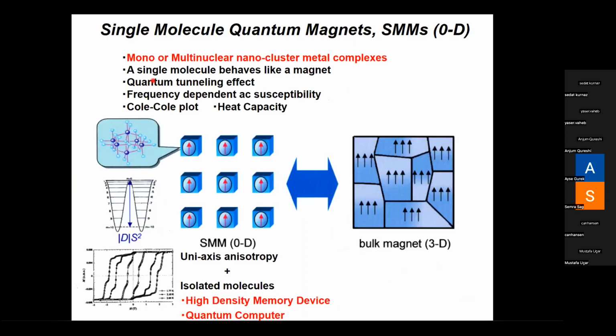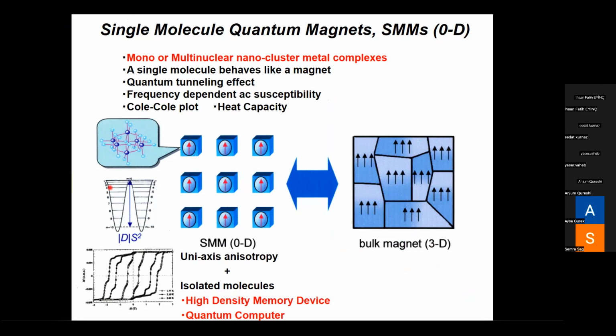So then, what is a single molecule magnet? Everyone knows, but let me briefly introduce it. A classical magnet is a 3-dimensional ferro or ferrimagnetic ordering, but a single molecule magnet is 0-dimensional and made of mono or multinuclear nanocluster metal complexes. So no intermolecular interaction exists; each molecule is independent. However, this molecule has a double-well potential. Below the working temperature, spin up or spin down is frozen. So one single molecule magnet works as one magnet and as one memory.